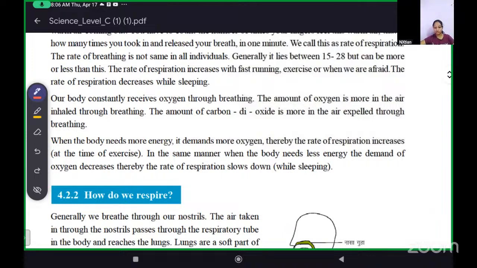Now, the amount of oxygen is more in the air inhaled through breathing. The amount of carbon dioxide is more in the air expelled through breathing. What we breathe in is oxygen. When we expel the air out, what comes out is CO2 in that air. When the body needs more energy, it demands more oxygen. Thereby, the rate of respiration increases. And when the body needs less energy, the demand for oxygen decreases, thereby the rate of respiration also slows down while sleeping. It says that while sleeping, our body needs less energy.